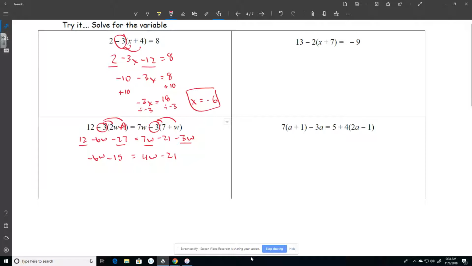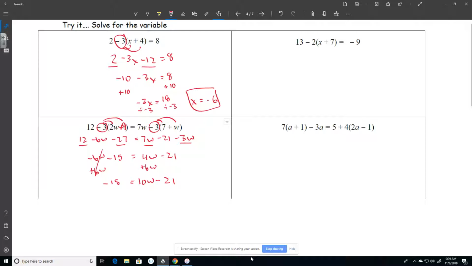Step 2 was to make sure all the variables that we want are on the same side. So I have w's on the left and the right. To keep them positive, I'm going to add 6w's to both sides. I'm going to move these negative w's to the other side. So those go away. So negative 15 equals 4w plus 6w, 10w minus 21.